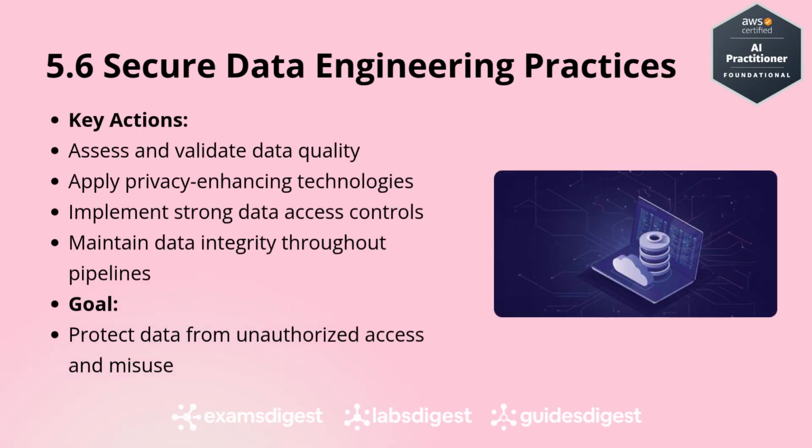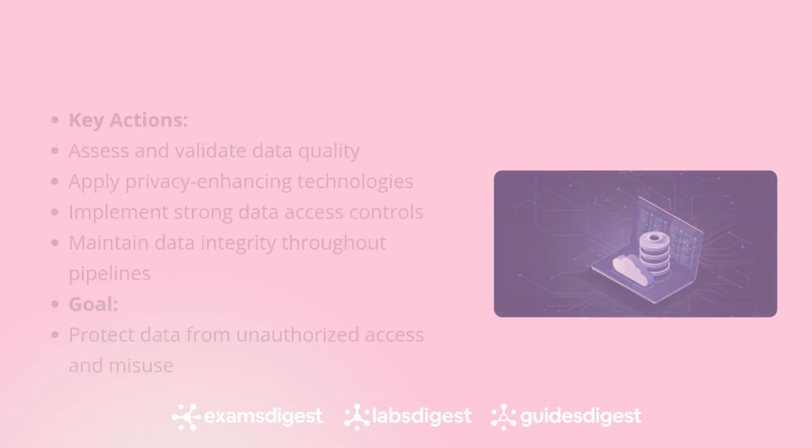Now, let's talk about best practices for secure data engineering. Start by assessing data quality. Bad data can lead to flawed models and outputs. Use validation checks and integrity controls to ensure accuracy. Apply privacy-enhancing technologies, such as anonymization or differential privacy, especially when handling sensitive user data. Always implement strong data access controls and role-based policies to protect against unauthorized access.